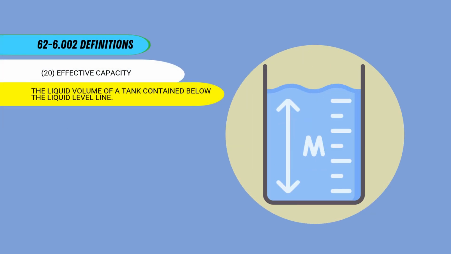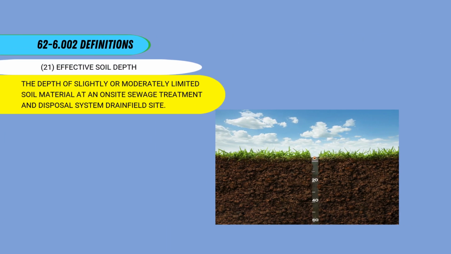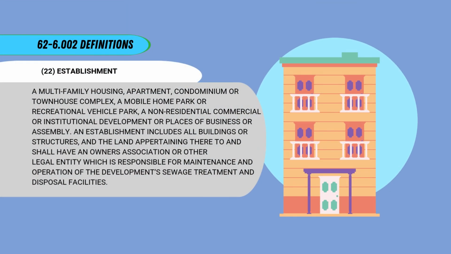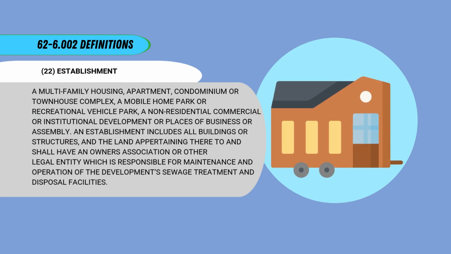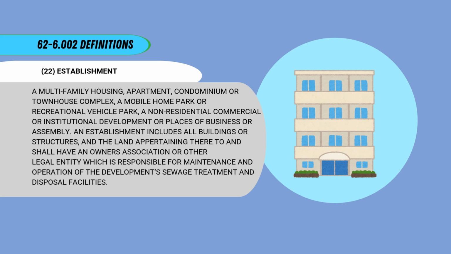Effective capacity. The liquid volume of a tank contained below the liquid level line. Effective soil depth. The depth of slightly or moderately limited soil material at an on-site sewage treatment and disposal system drainfield site. Establishment. A multifamily housing, apartment, condominium or townhouse complex, a mobile home park or recreational vehicle park, a non-residential commercial or institutional development or places of business or assembly. An establishment includes all buildings or structures, and the land appertaining thereto, and shall have an owners' association or other legal entity which is responsible for maintenance and operation of the development's sewage treatment and disposal facilities.